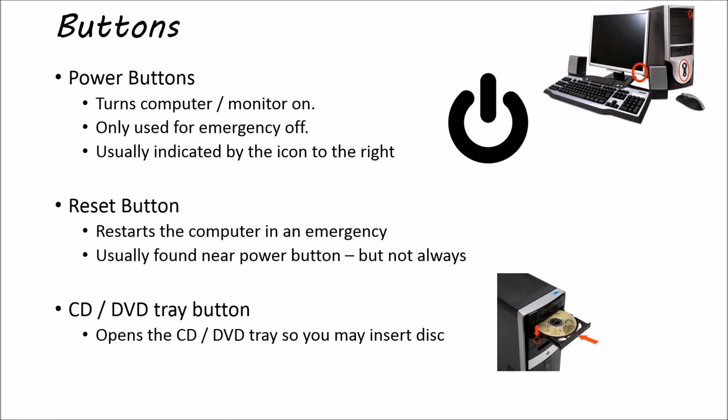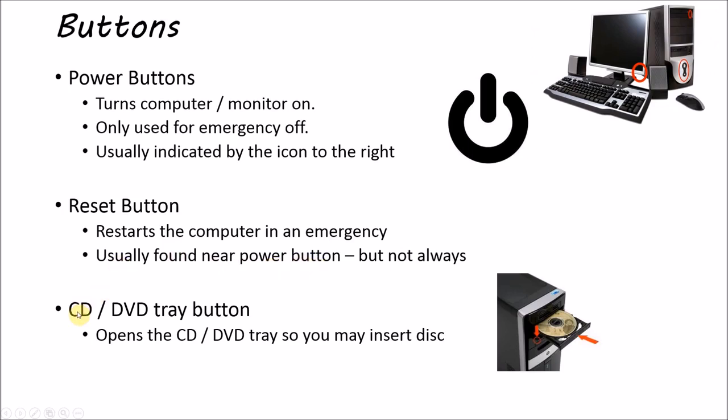buttons. Now, when I'm talking about buttons, I'm talking about mainly power buttons, the reset button, not the buttons on your keyboard. So, first thing would be power buttons. They turn your computer and monitor on. They're only to be used for emergency off, and we'll explain that more in depth later. And they're usually indicated by this icon right here. Now they do not always have that, but if you see this symbol, that means power. So the reset button restarts the computer in an emergency, and usually, but not always, found near the power button.